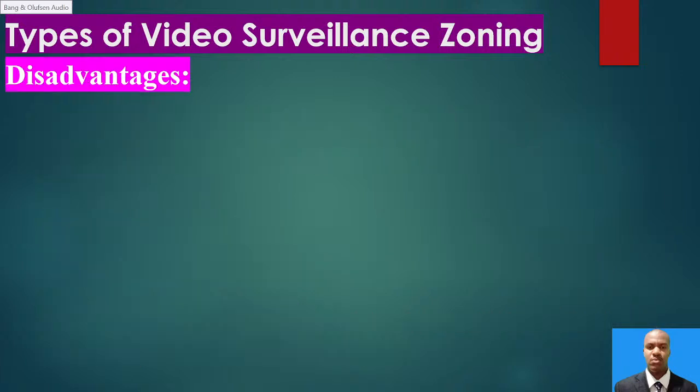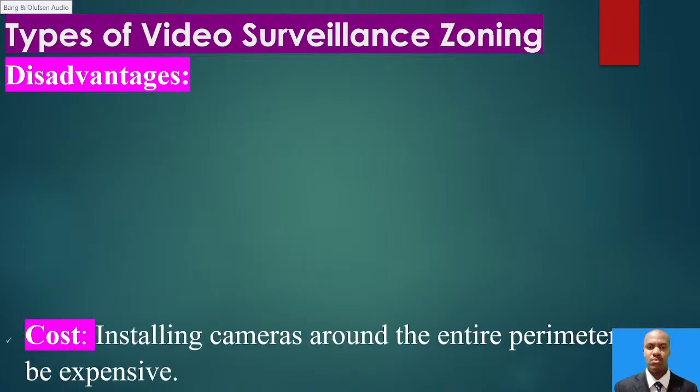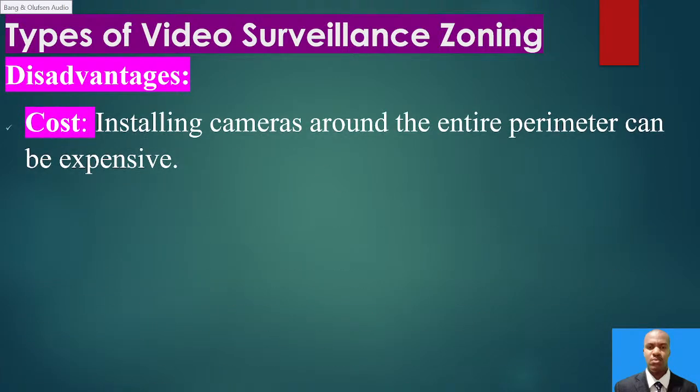And on the disadvantages, we have the issue of cost. Now this zone comes with an added cost on what was initially there. So that means installing cameras around the entire perimeter can be very expensive.